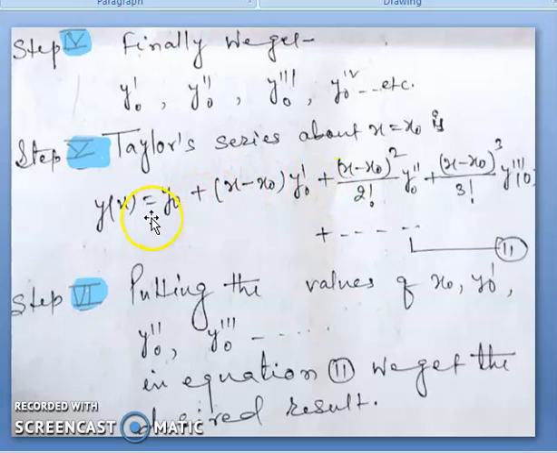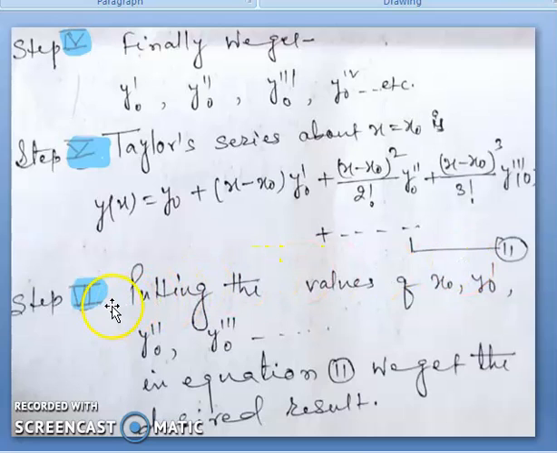Again I repeat the formula of Taylor series about the point x equal to x0, that is y of x equal to y0 plus (x minus x0) y0 dash plus (x minus x0) whole square divided by factorial 2, y0 double dash plus (x minus x0) whole to the power 3 divided by factorial 3, y0 triple dash plus dot dot dot many more. This is equation number 2.